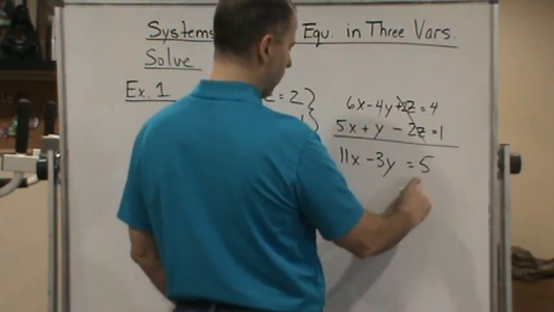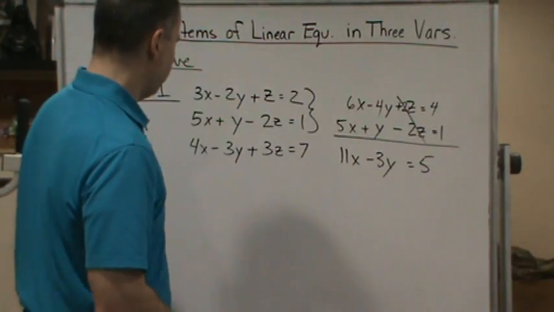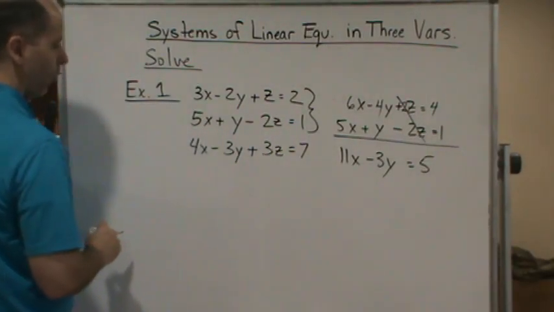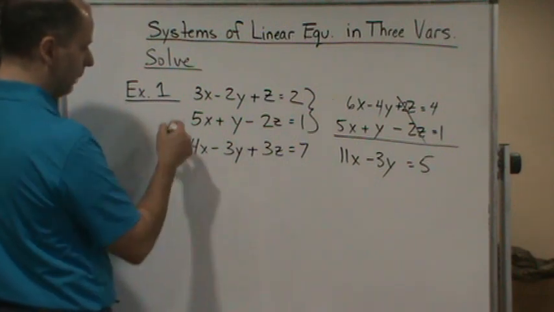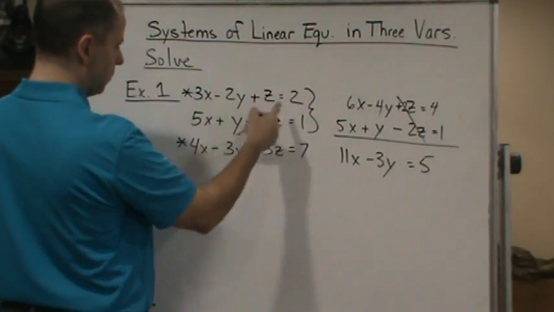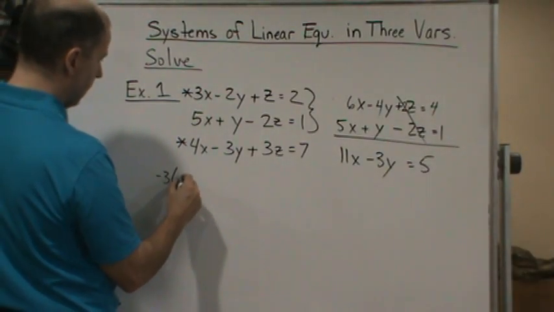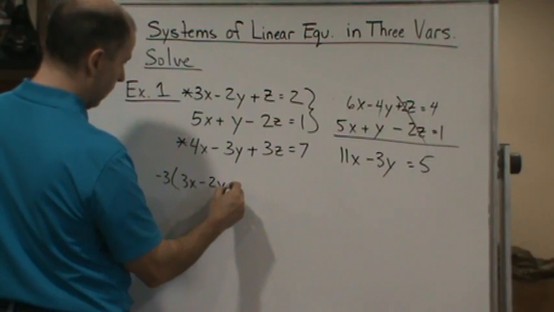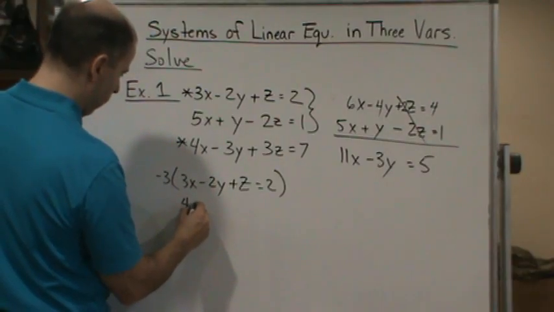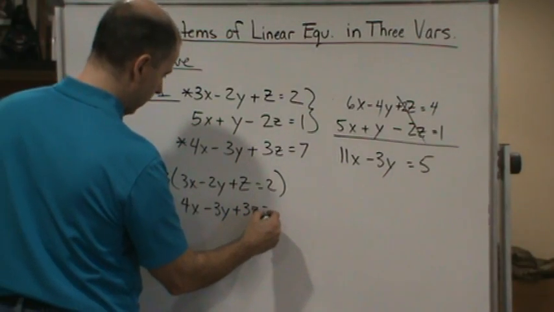Okay, so now I've got one of my 2 equations. Now I'm going to take another 2 equations, and again I want to eliminate the same variable z. So another easy pair to use would be this one and this one, because now all I have to do is multiply the first equation by negative 3. So let's do that. If I do negative 3 times 3x minus 2y plus z is equal to 2, and I take the third equation, that's 4x minus 3y plus 3z equals 7.